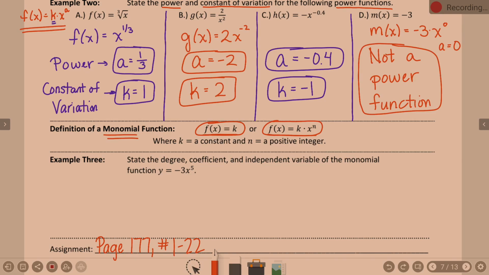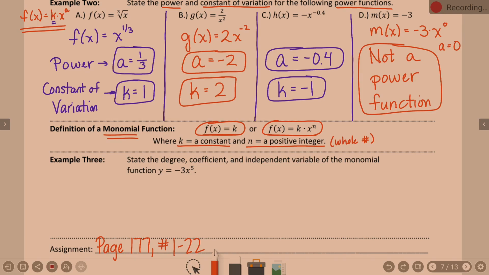But what's the rest of the definition say? K is a constant. Does it define what type of constant? No. K is a constant. No rules. And n is a positive integer, or how I often say, a positive whole number. That's a little duplicated there, because by definition, whole numbers are positive, but if I say positive whole numbers, I'm reminding you that whole numbers are positive.